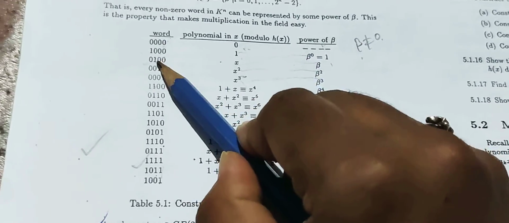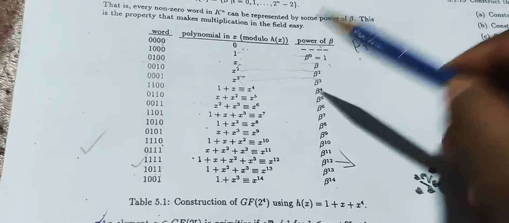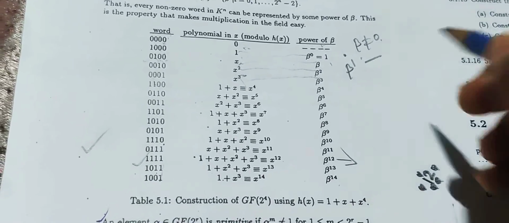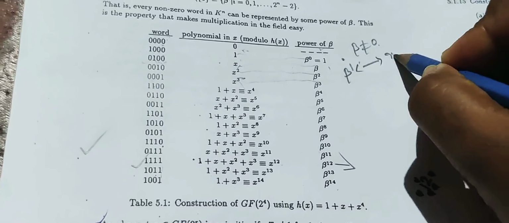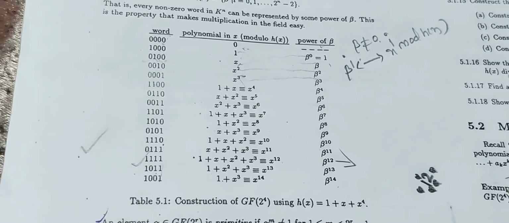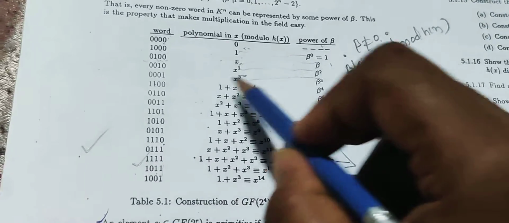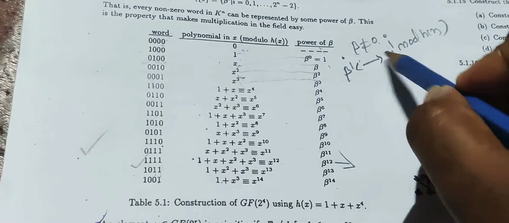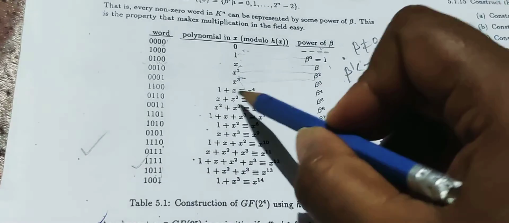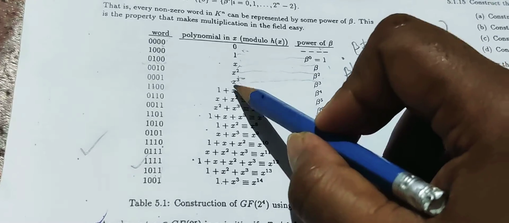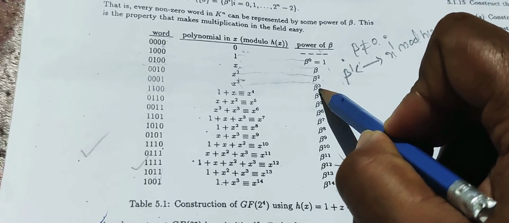Next one is 0, 1, 0, 0, that means x. Now beta i corresponds to x raised to i mod h of x. So beta means x raised to 1. So x raised to 1 is beta. And x square corresponds to beta square. x cube is beta cube.